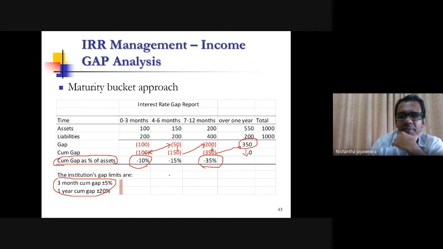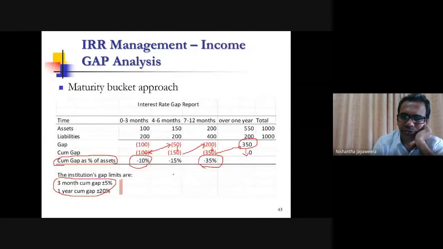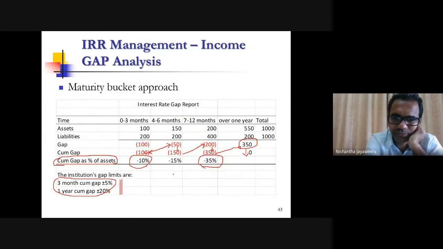There's a compliance issue. What can you do to correct this position?